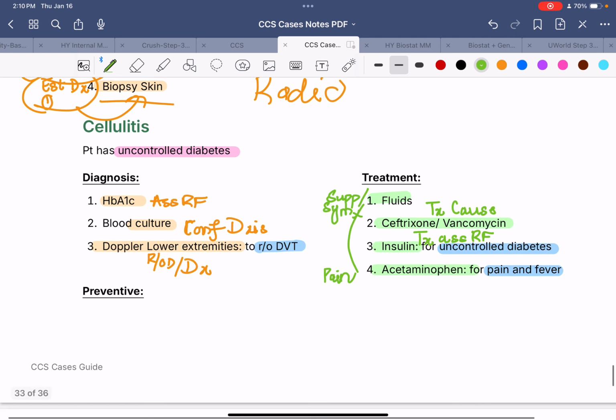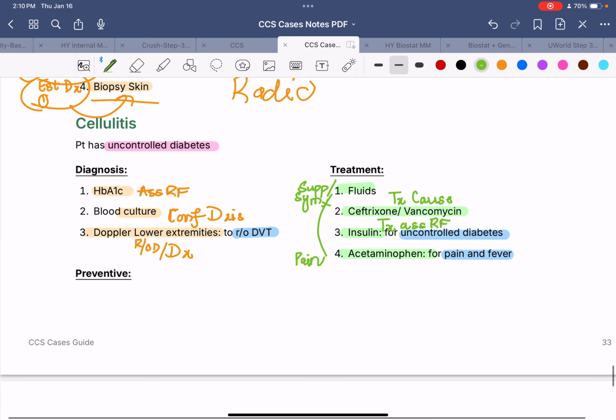Next off, we have cellulitis in a patient who has uncontrolled diabetes. So of course, for the area that has cellulitis, if that area has active pus coming out, you can do a wound culture and sensitivity, Gram stain, pus culture and sensitivity. But if there is no active wound and it's just plain simple cellulitis that is not weeping or oozing pus, then you can simply do three things, right?